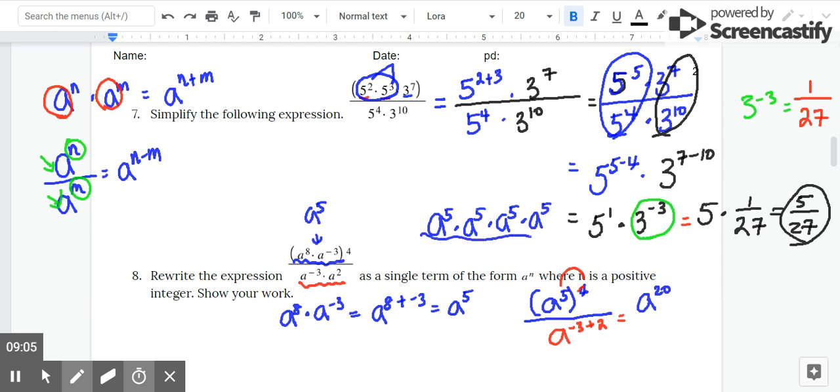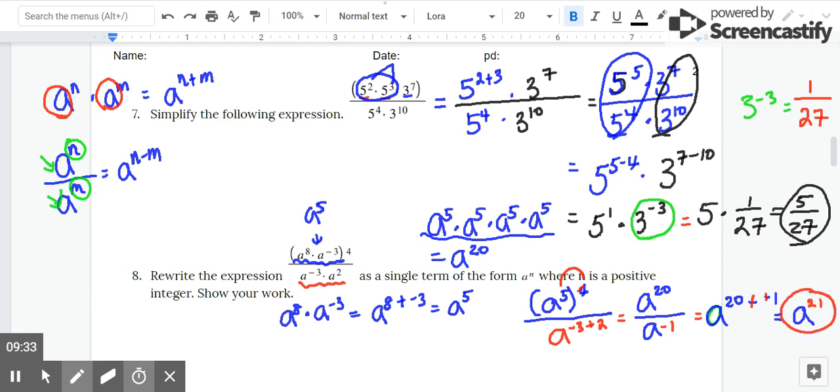So this is going to be, you multiply 8 20 times over 8 to the negative first power. What do you do? You subtract 20 and negative 1. You subtract 20 minus negative 1, which is, you do keep change, so the answer should be 8 to the 21st.